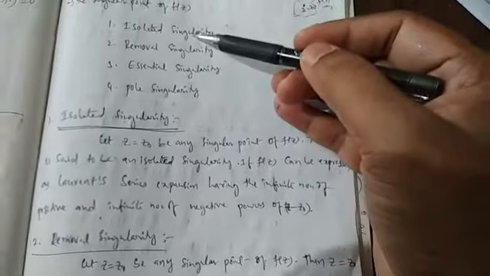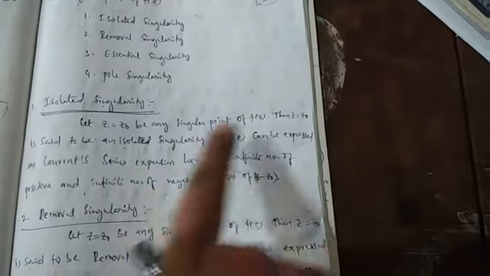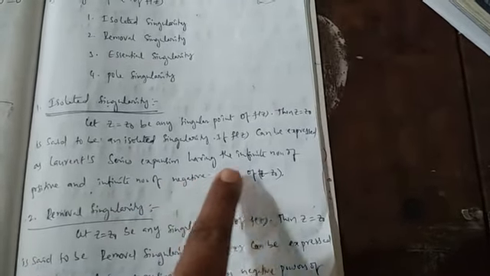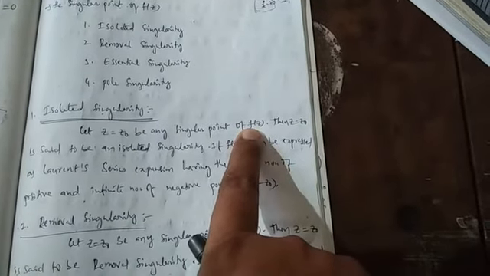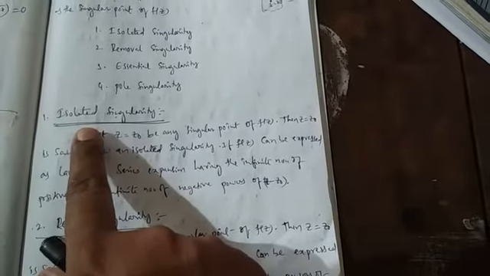First one, isolated singularity. Listen carefully. Let z equal to z naught be a singular point of f of z. If the Laurent series expansion of f of z at z equal to z naught has an infinite number of positive powers and an infinite number of negative powers of z minus z naught, then that singularity is known as isolated singularity. If I expand f of z in terms of z minus z naught, and the expansion has infinitely many positive and infinitely many negative powers, it is an isolated singularity. It is nothing but the general Laurent series expansion.